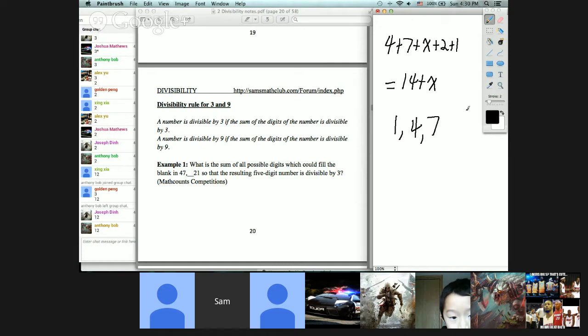And then you can't do any more because then you go above 10, and since it's a digit, it has to be a 1-digit number. So now it says sum of all the possible digits, 1 plus 4 plus 7 equals 12. So answer is 12. Nice job, guys.